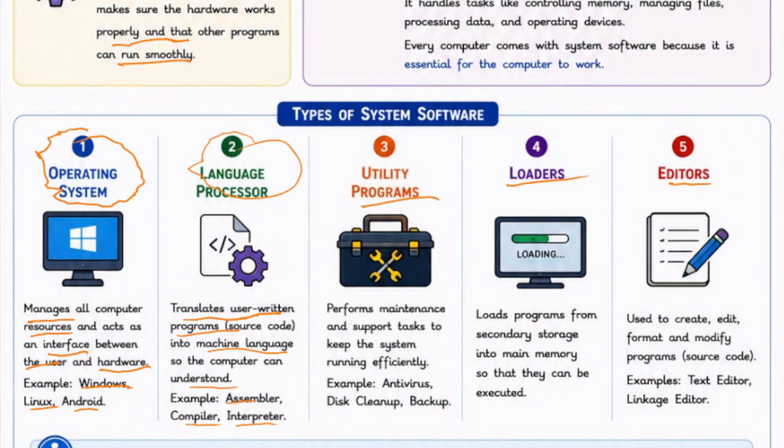Okay, so number three is utility programs. Utility programs perform maintenance and support tasks to keep the system running efficiently. Examples: antivirus, disk cleanup, backup, and the likes. Now we have loaders. A loader loads programs from secondary storage into main memory so that they can be executed. Editors are used to create, edit, format, and modify program source code. Examples: text editor, linkage editor, and the likes.